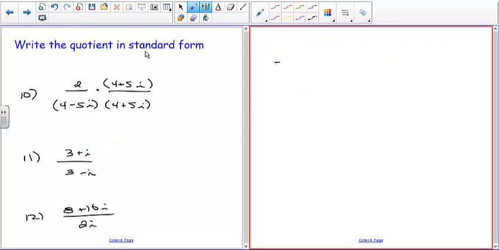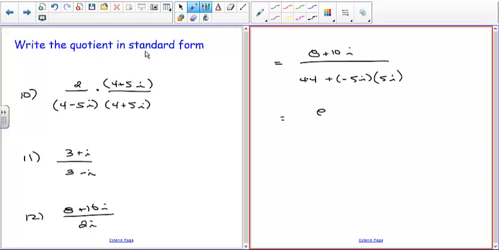So what'll happen here is you'll have 2 times this imaginary. So you multiply 2 times each term. So you get 8 plus 10i. Now the denominator, you're going to have 4 times 4. The inner and outer are going to cancel out. So you have 4 times 4, and then you're going to have plus negative 5i times positive 5i. That's last.